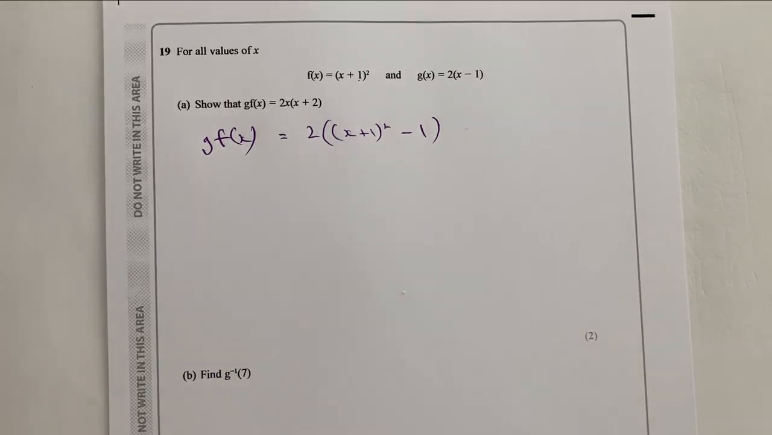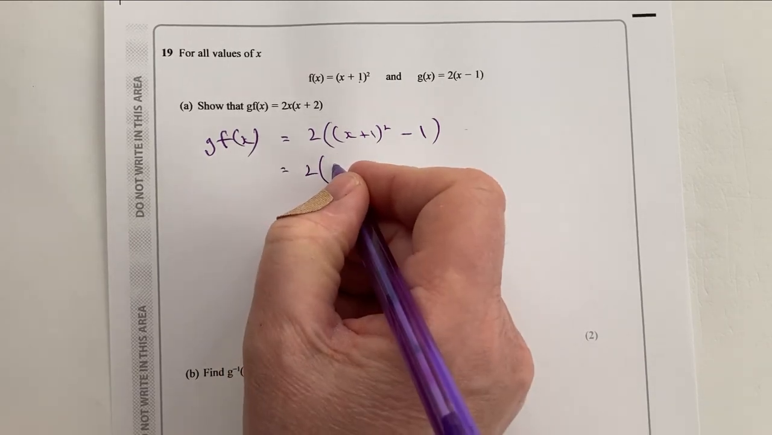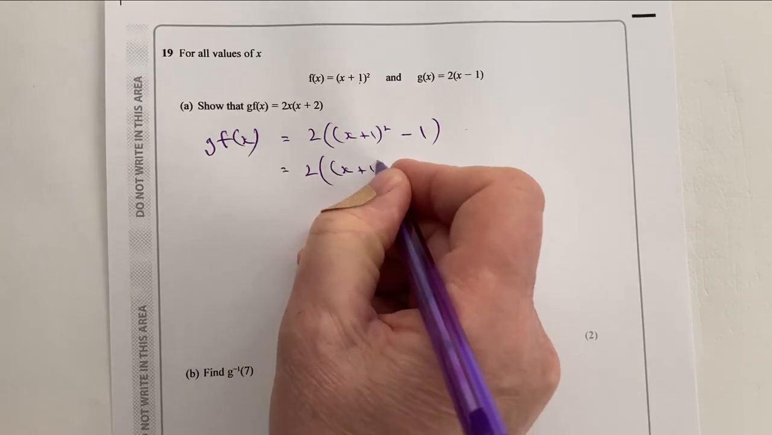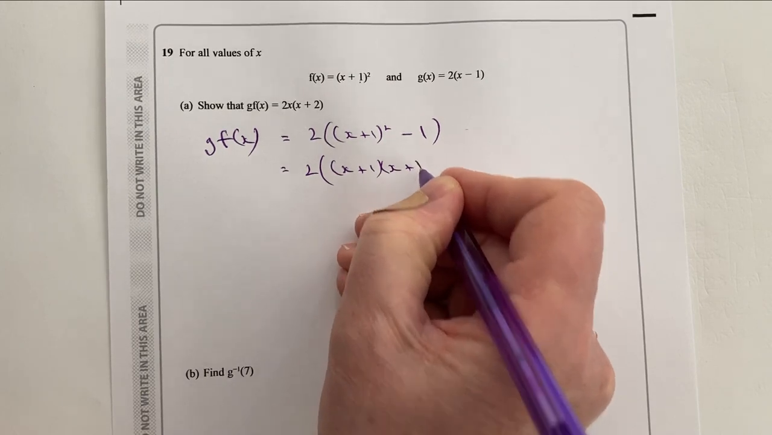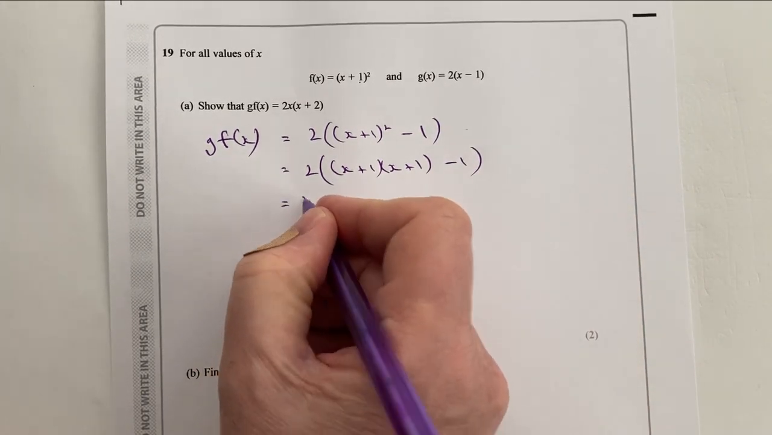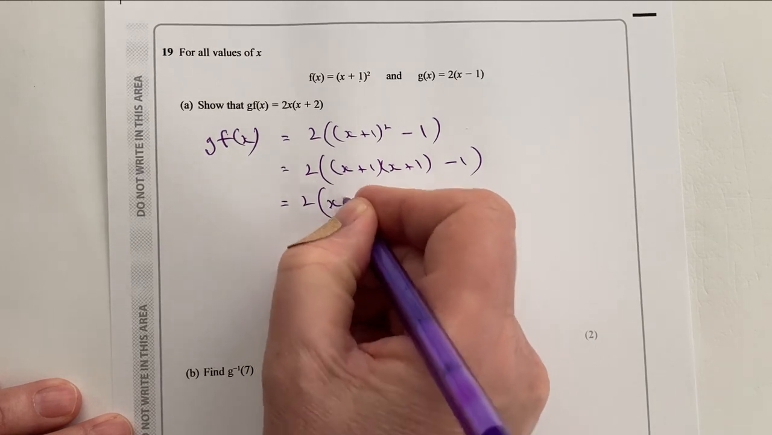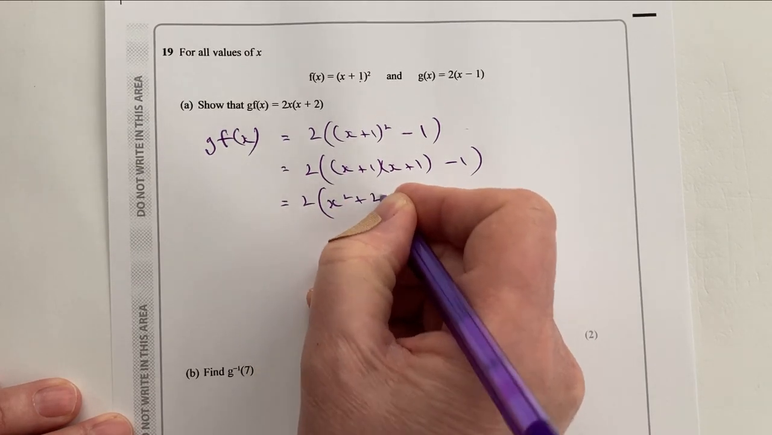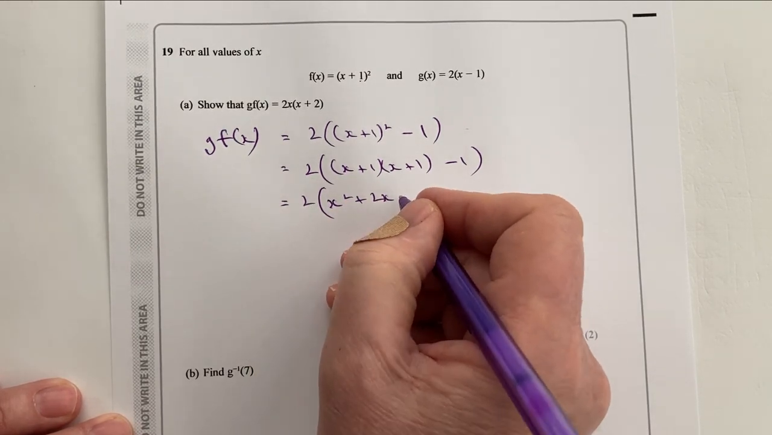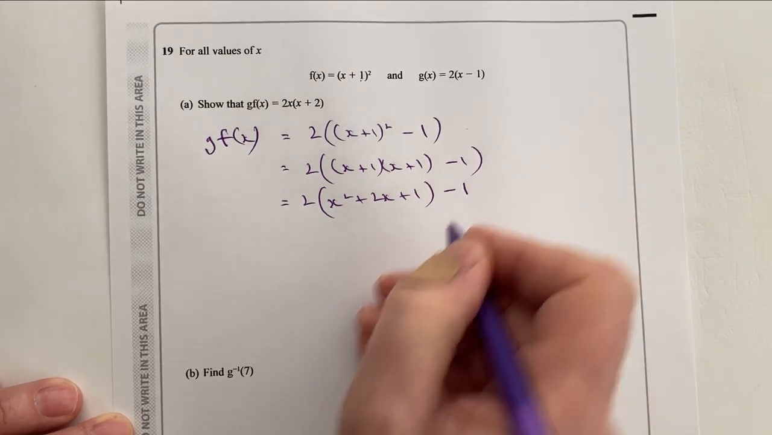So let's expand that out and see what happens. I'm going to expand out the middle bit first. I'm going to have x plus 1 multiplied by x plus 1. Again, minus 1, close the brackets. So 2 times, in there I'm going to have x squared plus 2x, plus 1. Sorry, not plus 2, plus 1. And then minus 1.